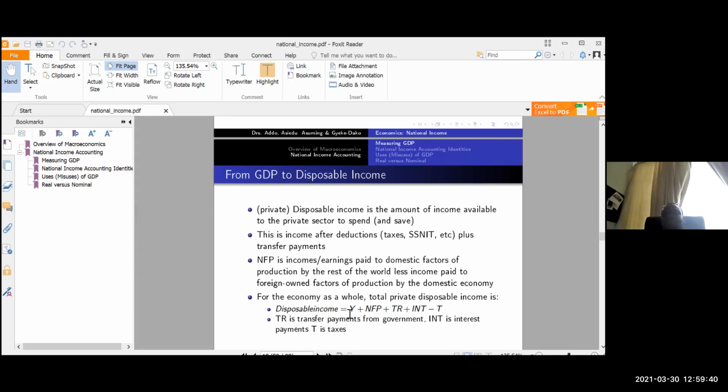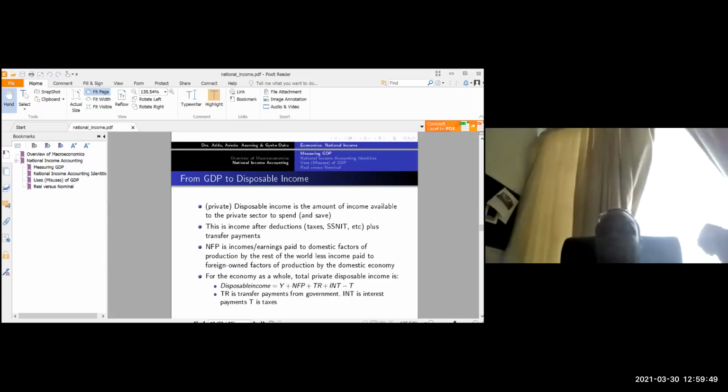But if you live in an economy where your Y is small, your NFP is small or even negative, your transfer payment, government gives you nothing, zero, and the level of interest payment people receive in the economy is close to zero, then the disposable income that people will have will be very small. And on top of that, you also pay a lot in taxes, so taxable income is going to be very small.